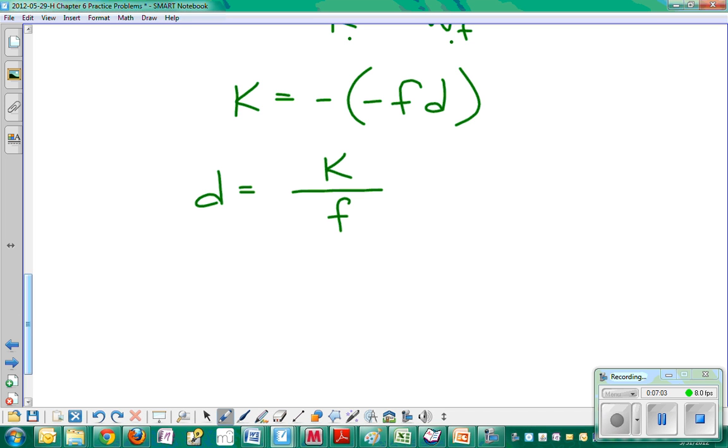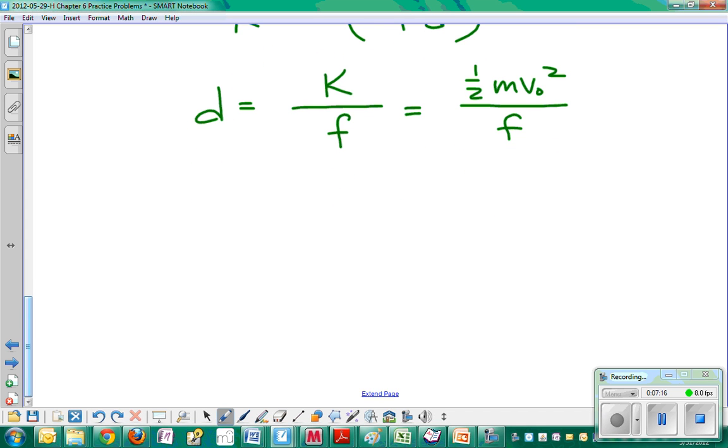Pretty easy. And what is kinetic energy going to be equal to? 1/2 m v naught squared over friction, or if you prefer, you could say the distance that it slides, no matter what, is going to be equal to the mass of the puck times v naught squared divided by 2f.